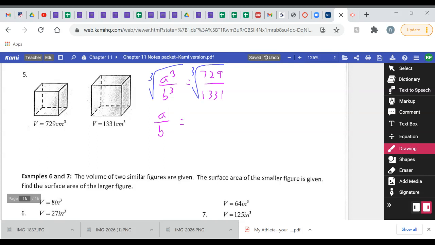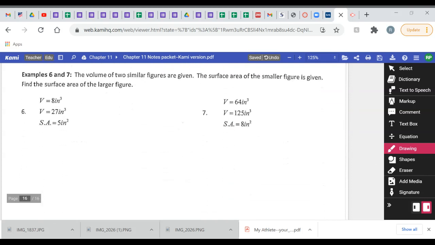If I go ahead and take the cube root of 729, I actually get 9. If I take the cube root of 1,331, I get 11. So that gives me the ratio of the sides or the scale factor. Okay, I didn't have to reduce that down first. There wasn't a number that goes evenly into 729 and 1,331.